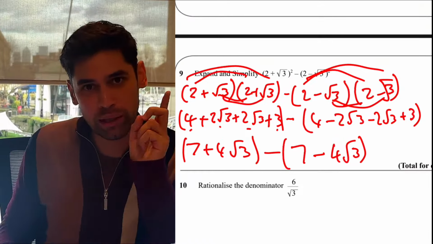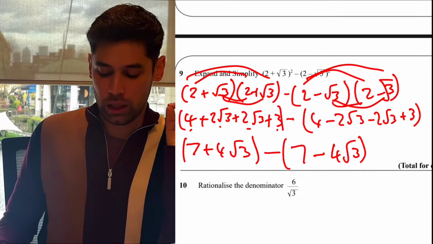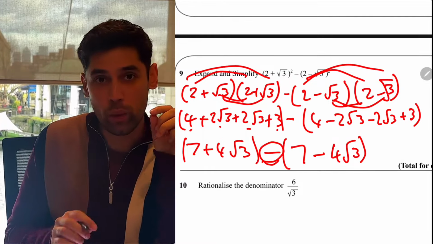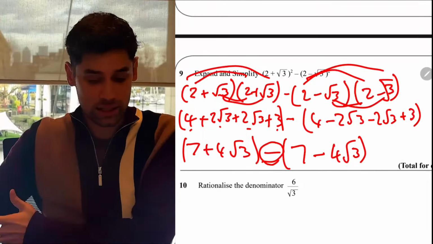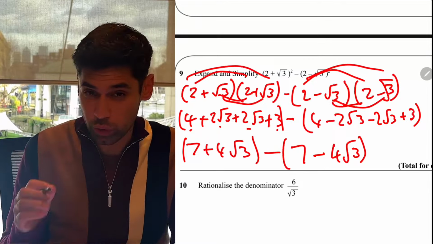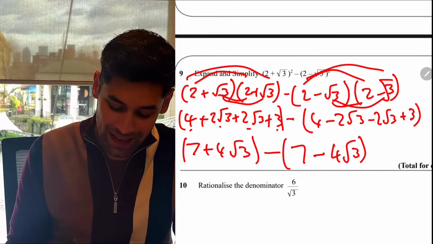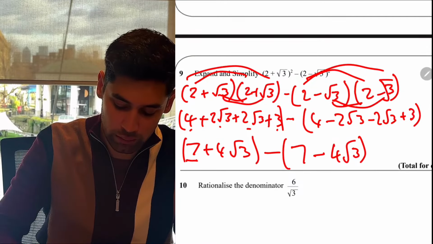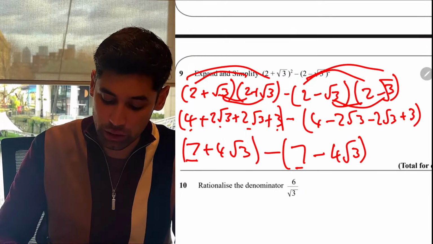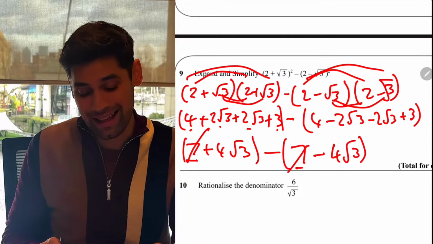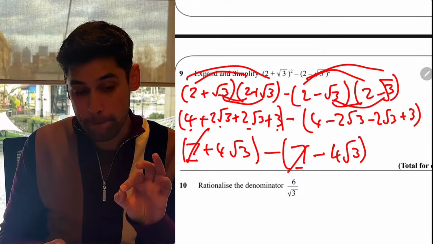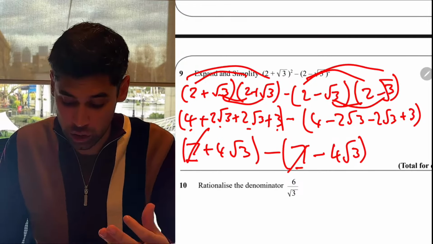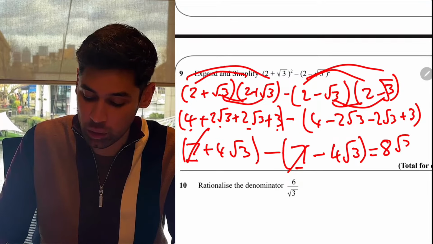Now here's the bit where people mess up all the time. The sign in between them, this here, that means we're minusing the entire second sum. This is where the brackets are really important. So it's going to be 7 minus 7. I put that dot there, it's going to make it look like a divide, but it is not. 7 minus 7 cancels out. 4 root 3 minus minus 4 root 3 actually means plus. So that is going to give us a final answer of 8 root 3.